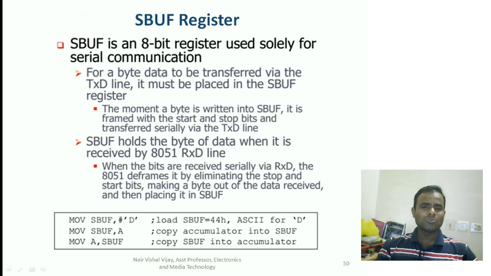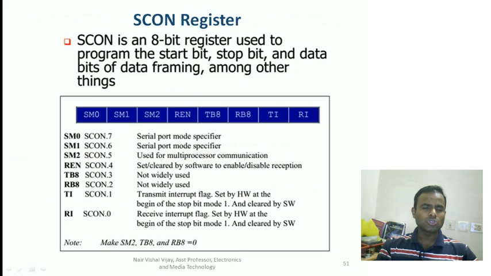The other register we should be configuring is the serial control register, SCON. Now in SCON you can see certain bits like SM0, SM1, which are used for selecting the modes of serial communication. There are four modes of serial communication.